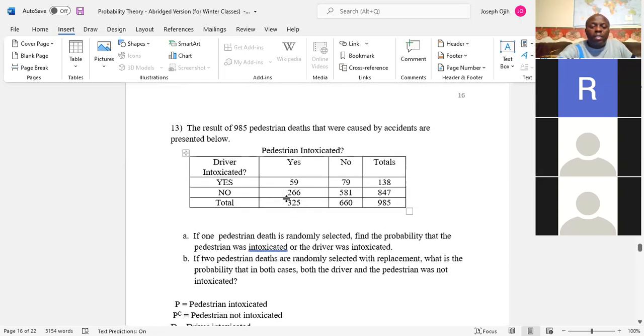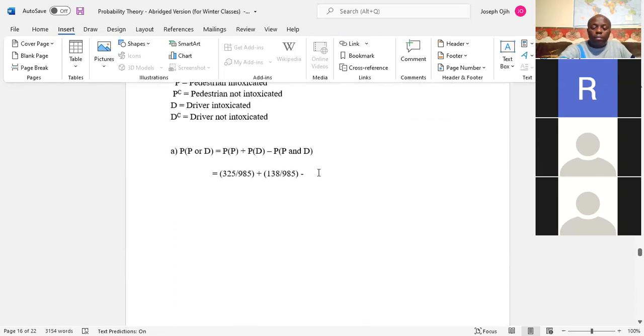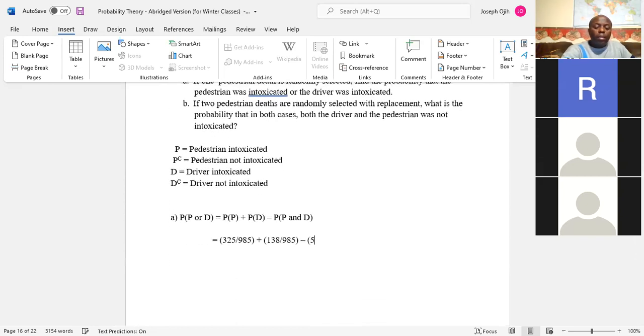Pedestrian intoxicated, you can see yes. Driver intoxicated, you can see yes. So you can see that they intersect at this point. This point represents yes, yes, for both pedestrian and driver. So it's 59 over 985, which we got from the table. I'm going to write this down: pedestrian intoxicated is 325/985, driver intoxicated is 138/985, minus 59/985. So let's put this in the calculator and we'll get our results.